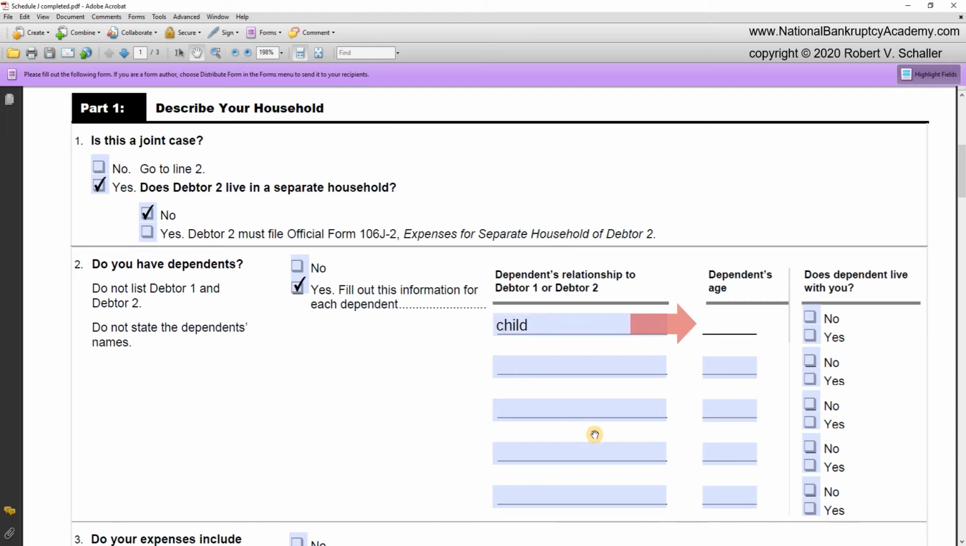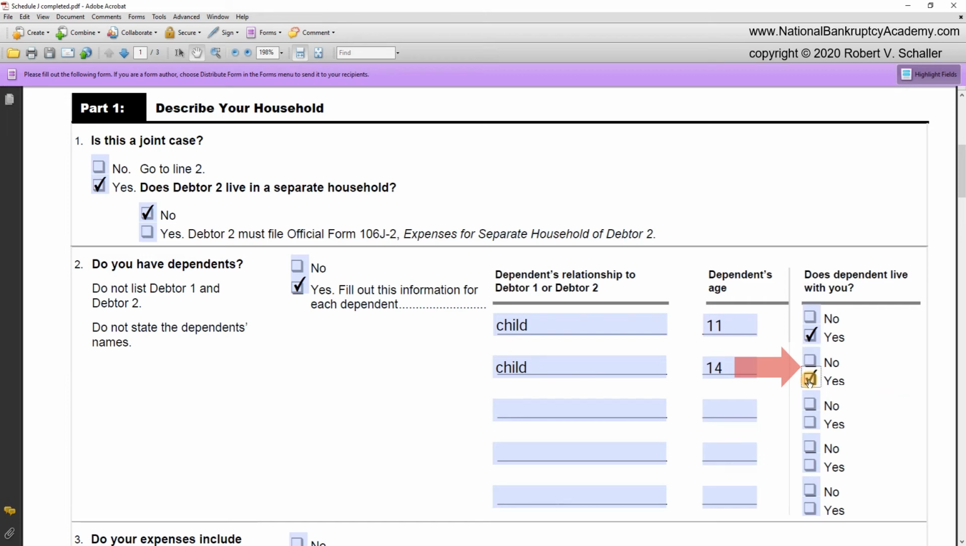And then the dependent's age. The debtors have an 11-year-old child. So let's put in the age, 11. And ask the question, does this dependent live with you? And the answer is yes. This child lives with the Washingtons. So click yes. The debtors also have a second child. So you put down child. And again, you could put down son, you could put down daughter, whatever it is. I like to be more neutral and just put down child for privacy reasons. And this child is 14 years old. And this child also lives with the debtor.